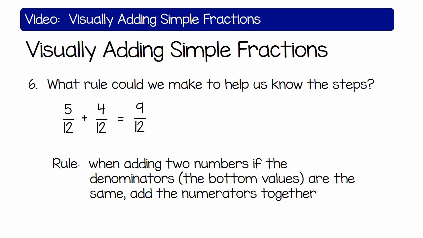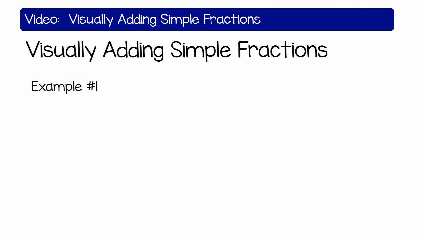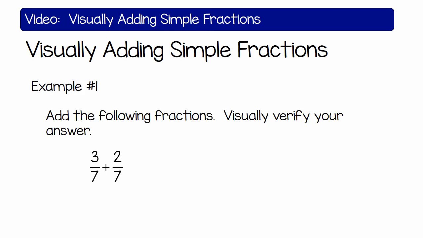Here is the rule. When adding two fractions, if the denominators, or the bottom values, are the same, add the numerators together. Here is an example. Add the following fractions, 3 over 7 plus 2 over 7, but visually verify your answer.